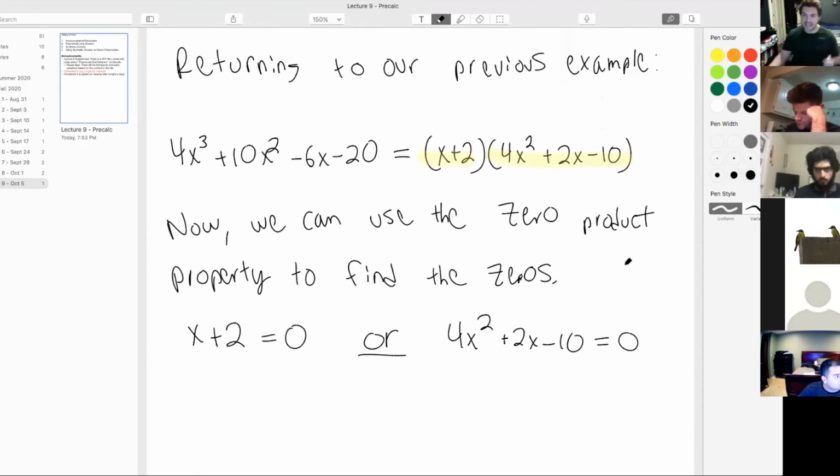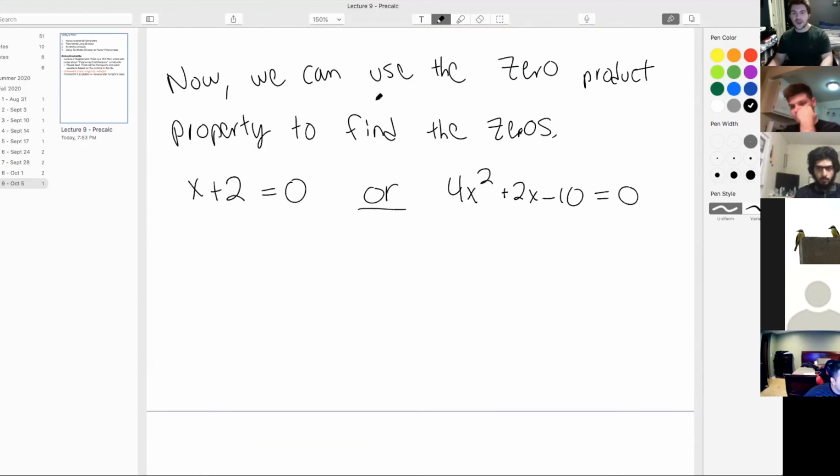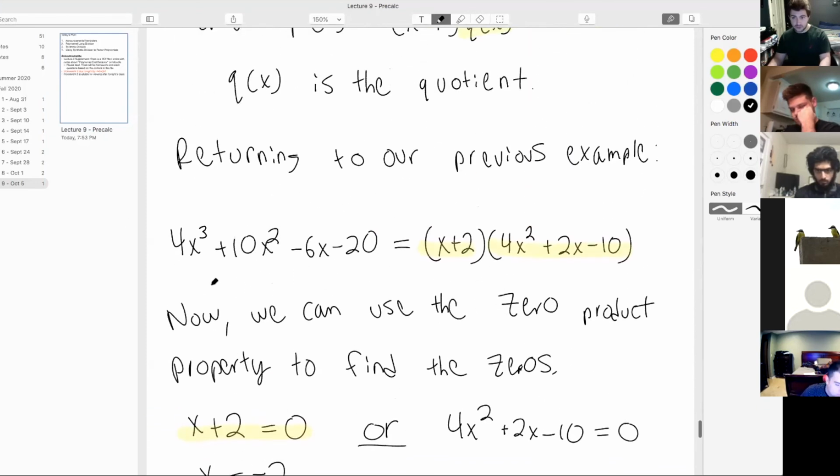So now we're really getting into the use of polynomial long division. It allows us to find the zeros of these higher degree polynomials that we don't have formulas for. Okay, so we have to solve both of these. First of all, this one on the left is very simple. The answer to this is just x is equal to -2. Okay, so that's one zero of this cubic equation, this polynomial of degree 3.